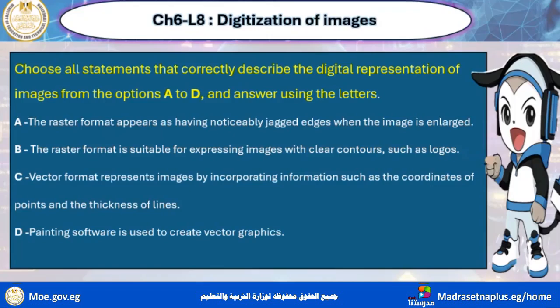Now moving to vector. C: Vector format represents an image by incorporating information such as the coordinates and the thickness of lines. Yes, this is correct. D: We use painting software to create vector graphics. This is not correct. We use drawing software. So the correct answers here are A and C.